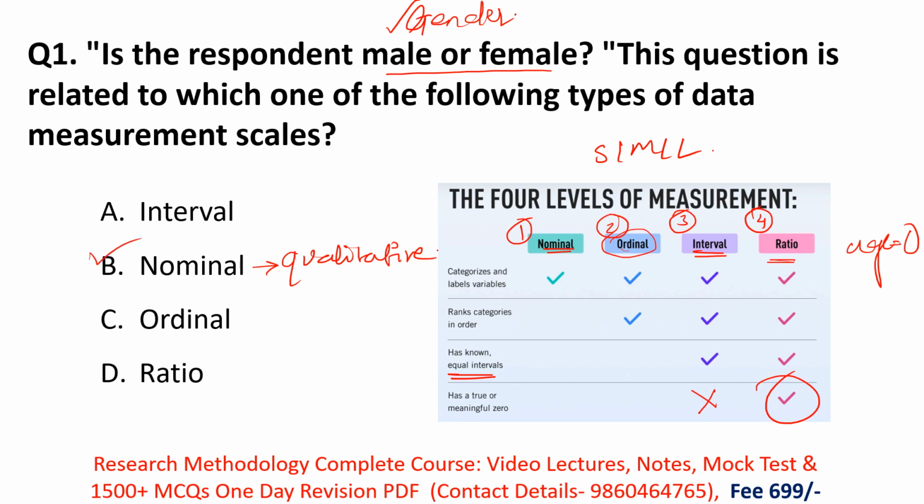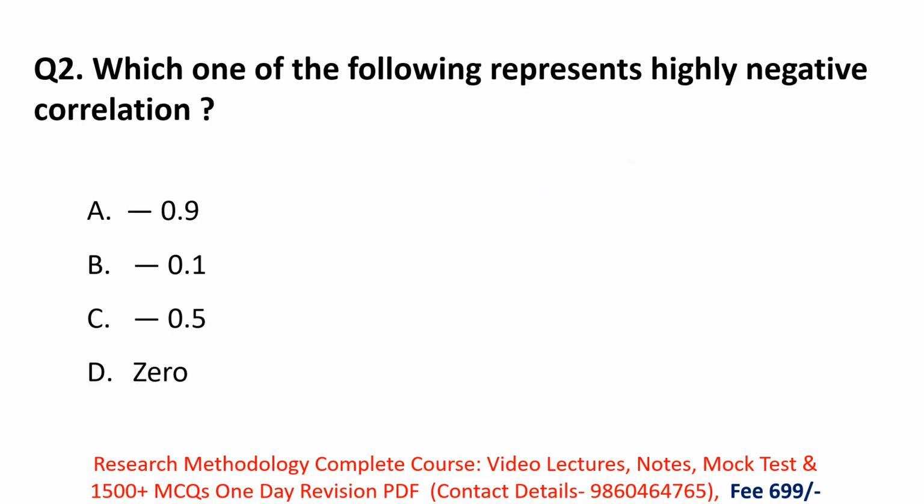That's why here the correct option is option B, nominal. Okay, next question. Which one of the following represents a highly negative correlation? In this question they are asking which number is representing a highly negative correlation.